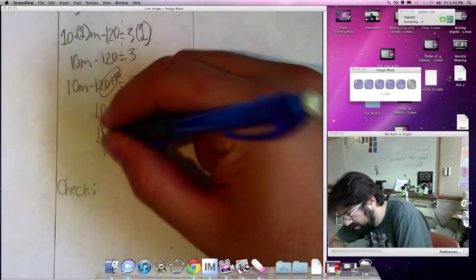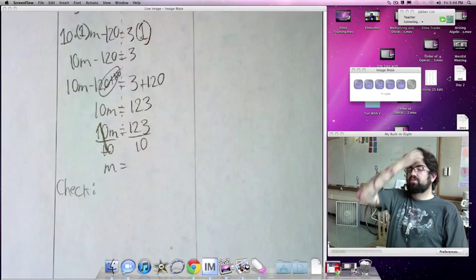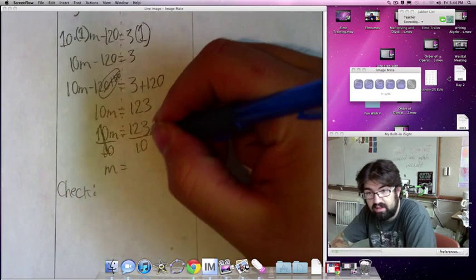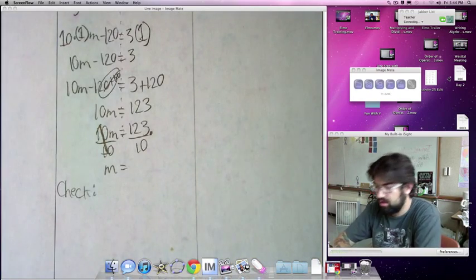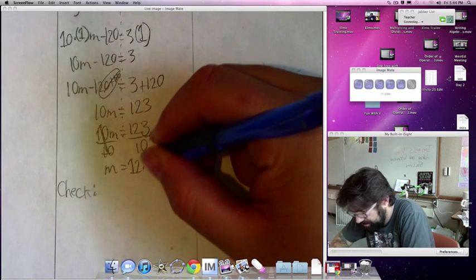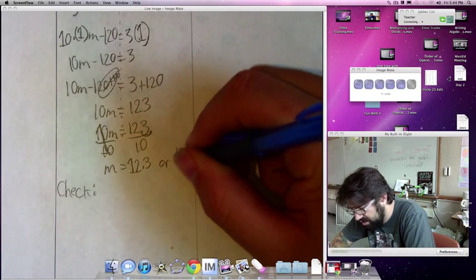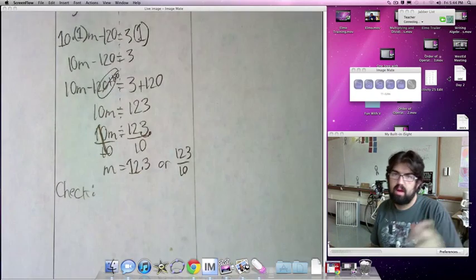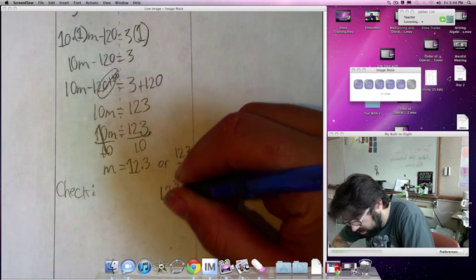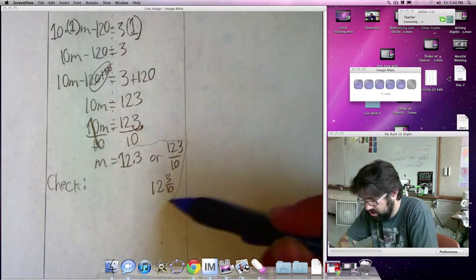10 divided by 10 is 1. So m is equal to, and I showed this with Ms. Sutherland, if you divide by 10, you can just move the decimal, right? Decimal is right here if you don't see it. Remember, if there's no decimal, it's always at the end. Move the decimal one time, and it is 12.3. Or you could just leave it as 123 over 10, which is an improper fraction. Or you can take 12 and 3/10 and turn it into a mixed number. So all three of these are the correct answer, actually.